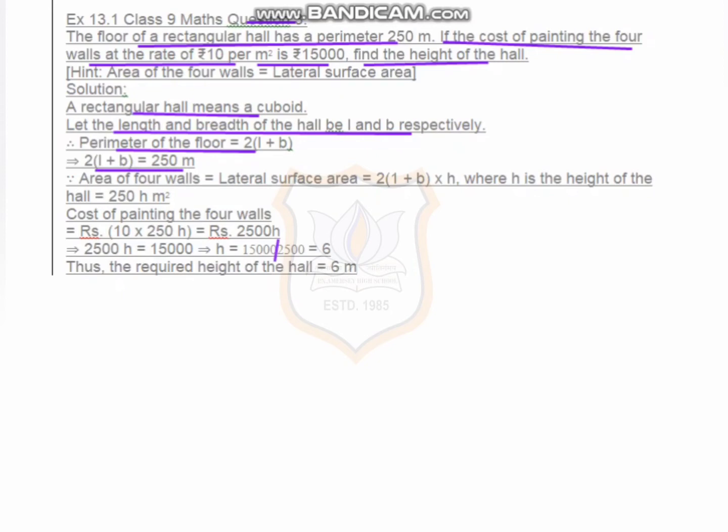So the perimeter of the floor equals 2 into (L plus B), which equals 250. The area of four walls equals the lateral surface area, which equals 2 (L plus B) into H, where H is the height of the hall. So it equals 250 H meters square. The cost of painting the four walls equals 10 into 250 H, which equals 2500 H. So 2500 H equals 15,000 rupees, so H equals 15,000 divided by 2500, which equals 6 meters. So the required height of the hall is 6 meters.